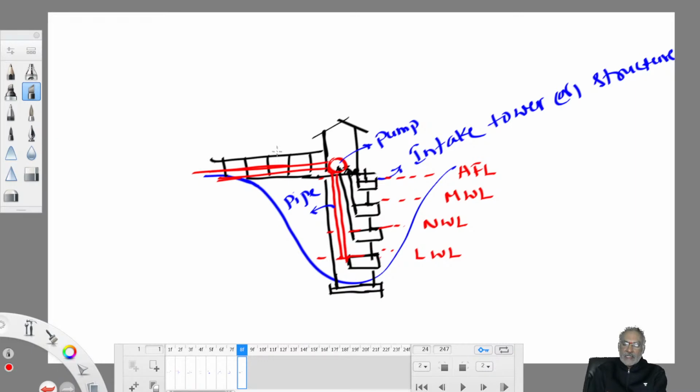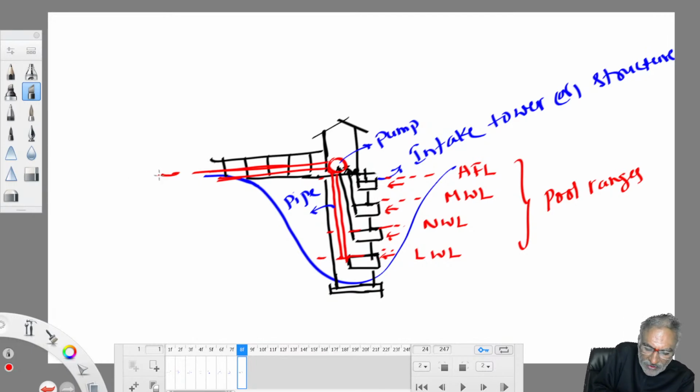Okay. This tower is called an intake tower. It is a massive structure. An intake is a structure constructed for the safe withdrawal of water over predetermined pool ranges. These are the pool ranges, different pool ranges, and openings are provided. Through those openings, water gets inside. Water will move into this intake tower. From there, we pump out water to the city. So water will go to the city.